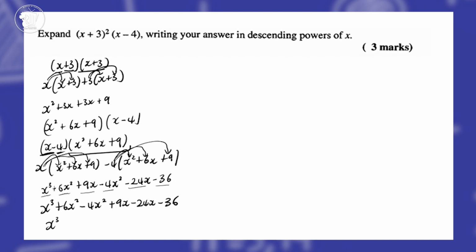So 6x squared minus 4x squared, that would be a plus 2x squared. And I have 9x minus 24x, that would be a minus 15x. And then I minus 36. And this is my answer when I arrange it in descending powers of x. I put the one with the highest power first, and this is my answer for 3 marks.